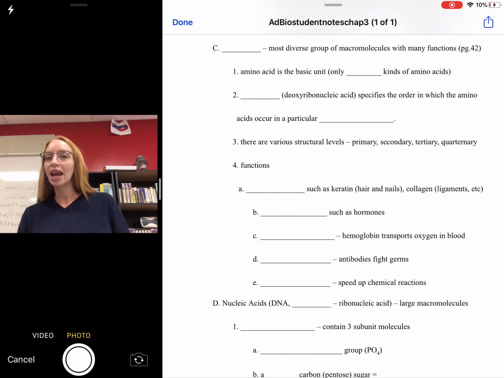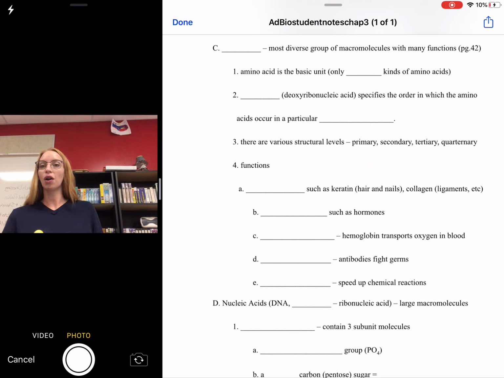Number 2, DNA, or deoxyribonucleic acid, specifies the order in which the amino acids occur in a particular protein. There are various structural levels: primary, secondary, tertiary, and quaternary. And I want to go through those different levels.